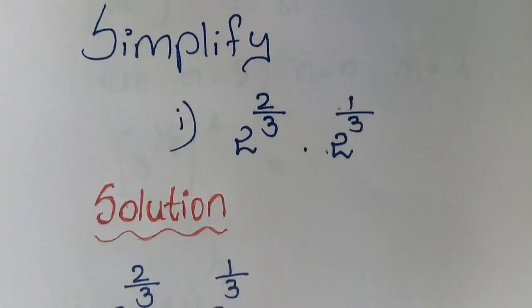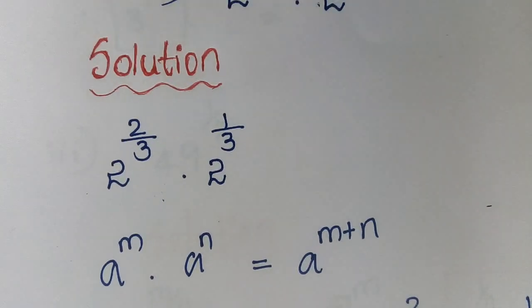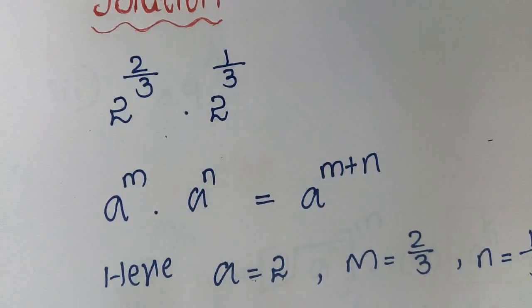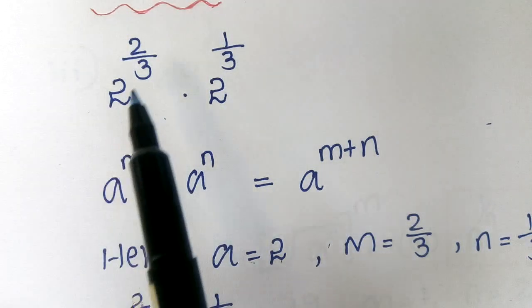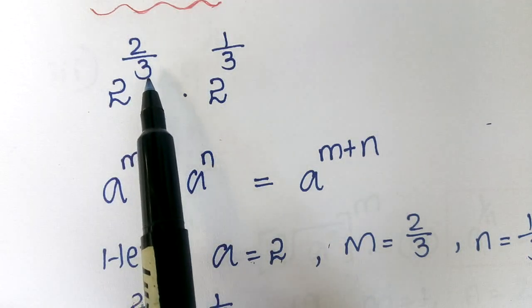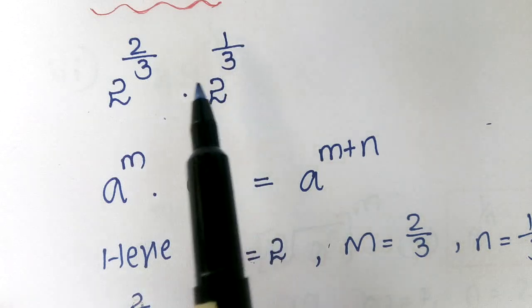Let us check the solution. We can use the first law. Here a is equal to 2, m is equal to 2 by 3 and n is equal to 1 by 3.